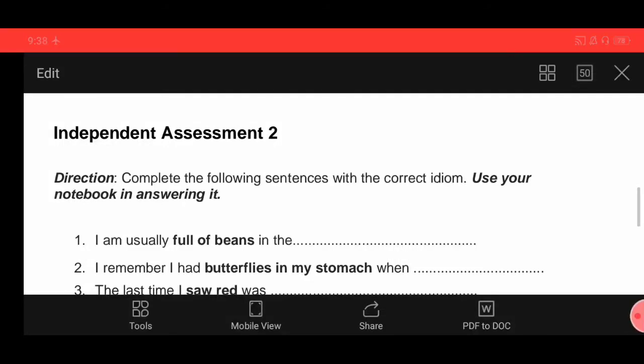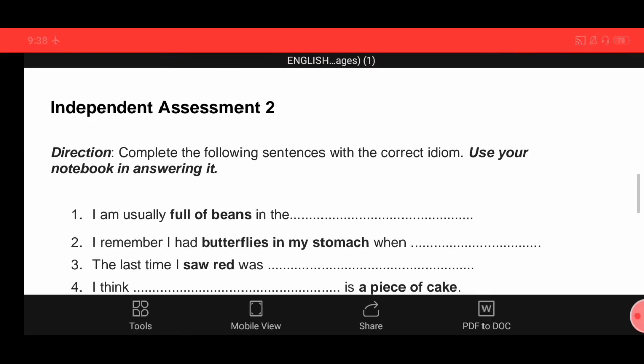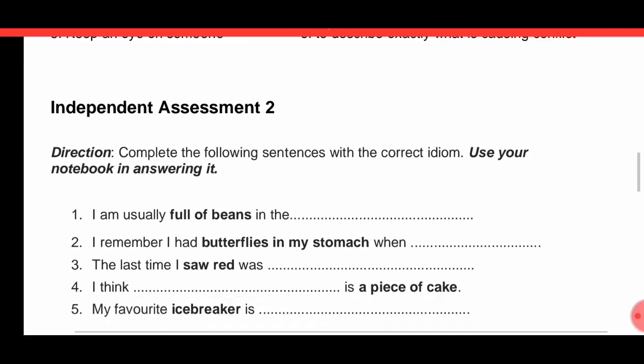Okay, the last activity that you need to answer is the independent assessment 2. The direction is you need to complete the following sentence with the correct idiom. So use your notebook or yellow paper in answering it. The idiomatic expression is already given in the sentence. What you need to do is just to complete the sentence based on your own answer, own sentence. Own sentence po yung answer dito.